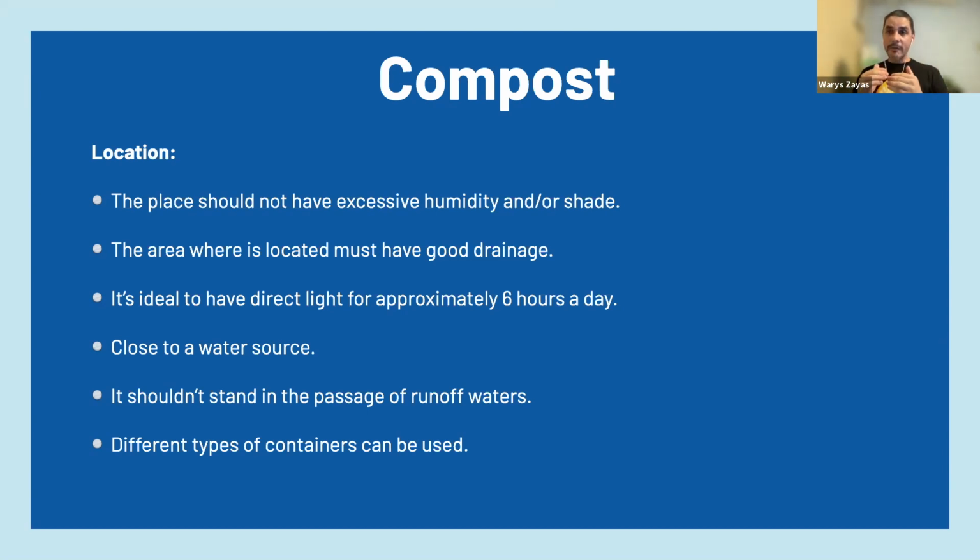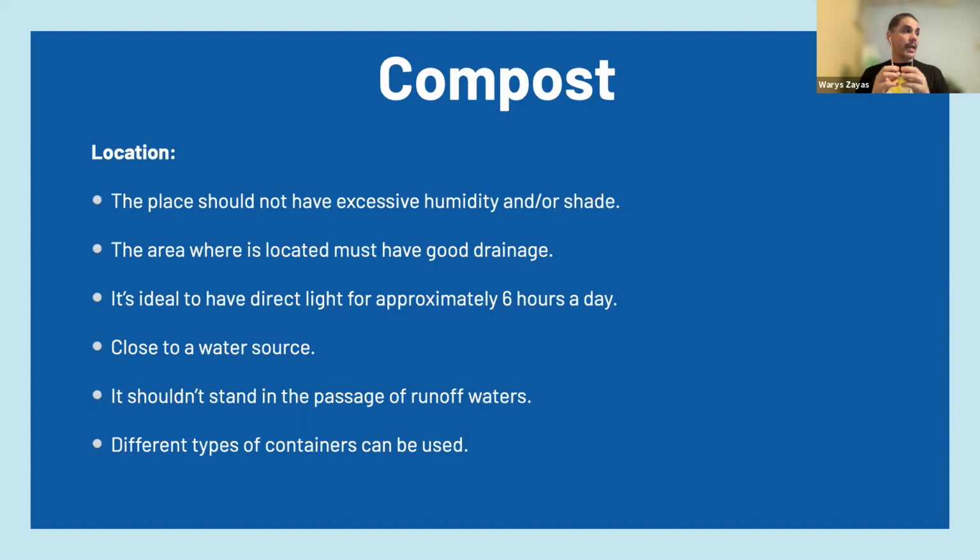If we have a high humidity, the compost process will not happen. And if we have our piles so dry, the microorganisms there and the temperatures will never rise, and the compost process will never happen, right? So the area where it's located must have good drainage. Why? Because if we have a huge rain event, we don't want all that water to stay within our compost area, because of what I just mentioned.